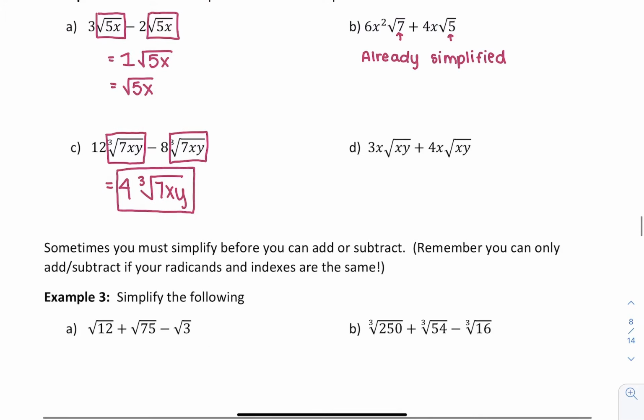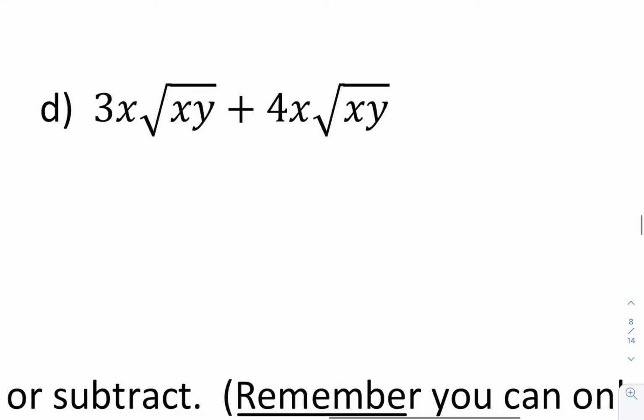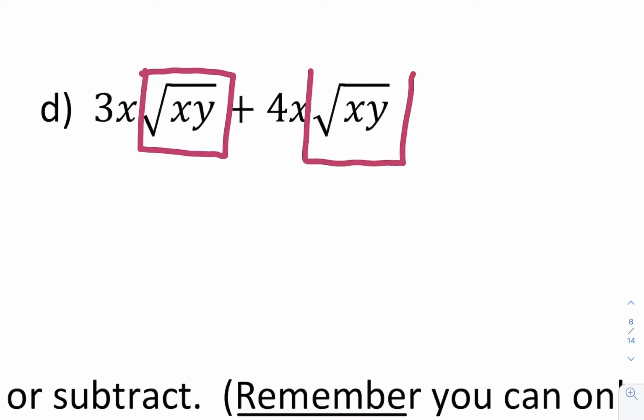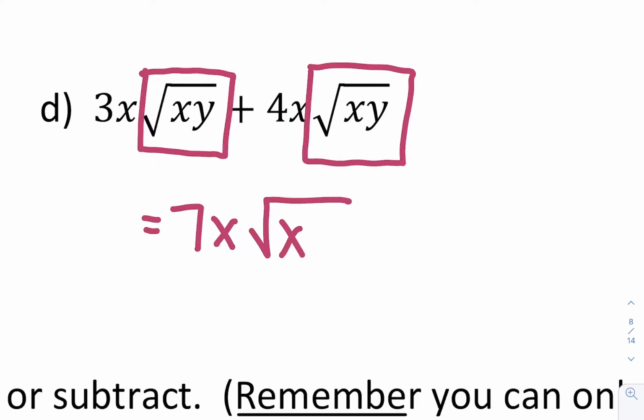And last up, notice I have a square root of xy here and a square root of xy here, so I can combine them. They're like radicals. If I have 3x plus 4x, that's 7x. So 7x times the square root of xy.